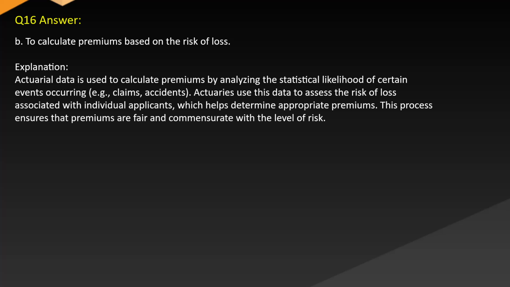Answer: B. To calculate premiums based on the risk of loss. Explanation: Actuarial data is used to calculate premiums by analyzing the statistical likelihood of certain events occurring, e.g., claims, accidents. Actuaries use this data to assess the risk of loss associated with individual applicants, which helps determine appropriate premiums. This process ensures that premiums are fair and commensurate with the level of risk.